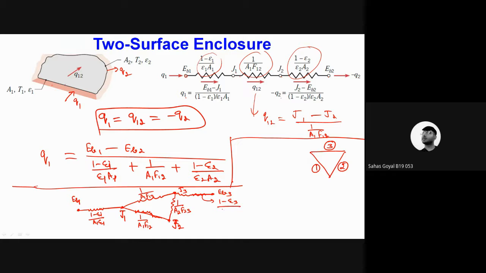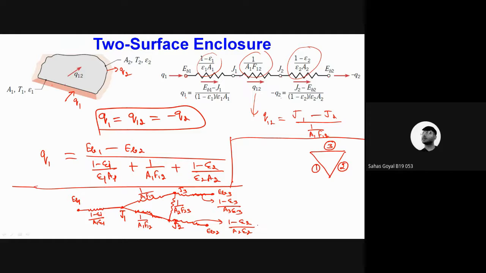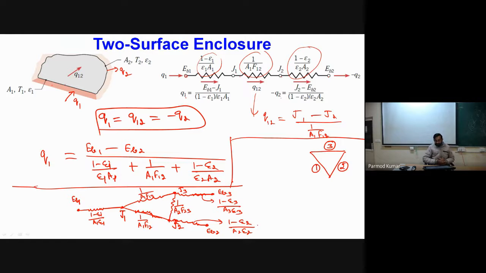1 minus epsilon 3 upon A3 epsilon 3. Similarly, 1 over here as EB2 with 1 minus epsilon 2 by A2 epsilon 2. Okay, so like that you can prepare a circuit and then you can just apply different equations.